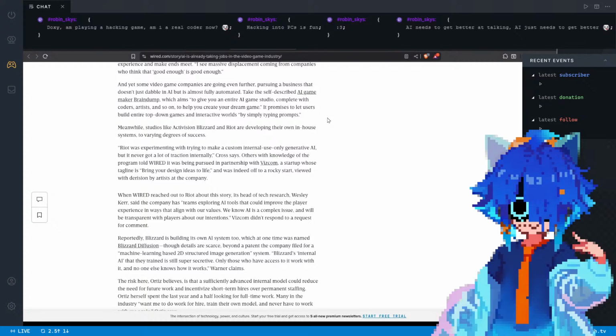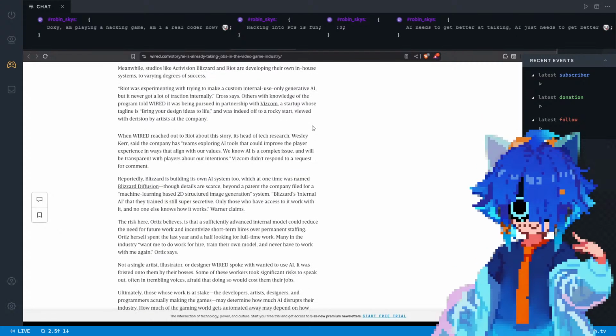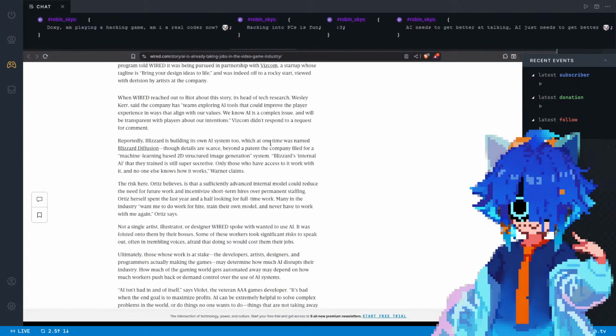Riot was experimenting with trying to make a custom internally used only generative AI, but never got a lot of traction internally, Cross says. Others with knowledge of this program told Wired it was being pursued as a partnership with Viscom, a startup whose tagline is "Bring your design ideas to life," and was indeed off to a rocky start, viewed with derision by artists at the company. When Wired reached out to Riot about the story, its head of tech research, Wesley Keir, said the company has teams exploring AI tools that can improve the player experience in ways that align with our values.